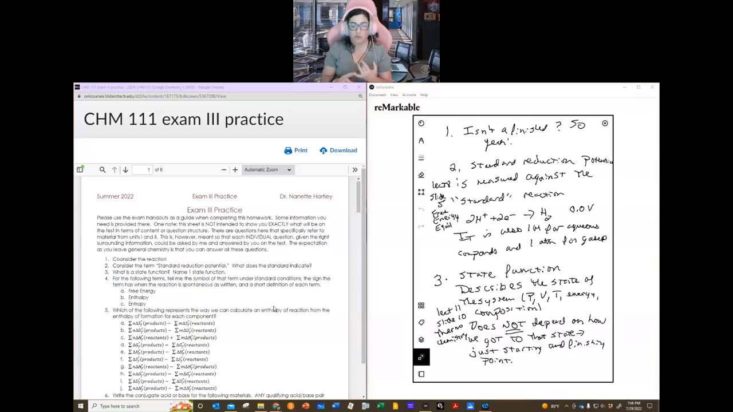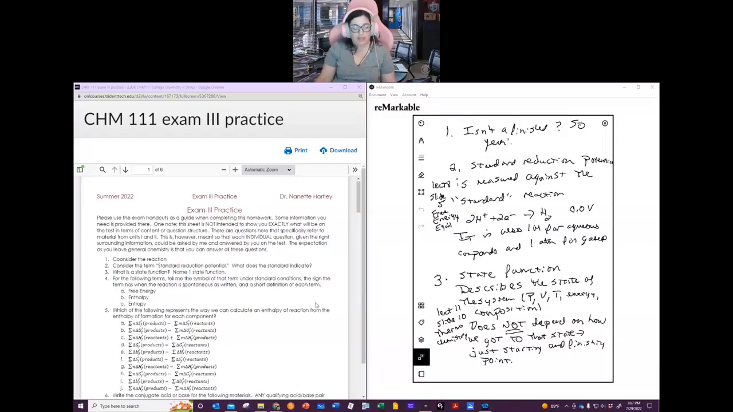That also means that we're looking at 1 molar solutions for aqueous components and 1 atmosphere for gases, okay? That's the other part of standard, okay? So standard means that we're measuring against the standard hydrogen electrode standard. We're at 1 atmosphere for gases and 1 molar for anything that's aqueous. Okay, those are standard reduction potentials.